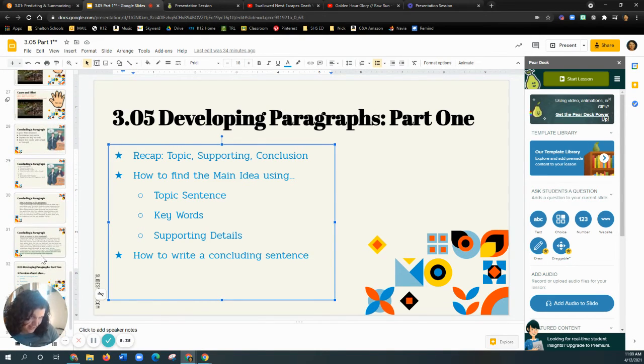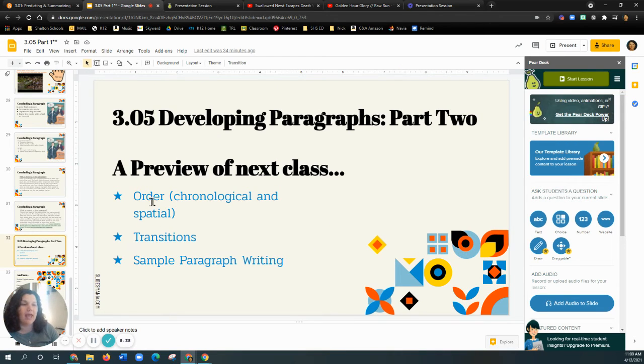Next lesson, we're going to be looking at orders. So playing with the sequence of supporting sentences, we're going to look more at transitions and sample paragraph writing. This is where we will get into our assignment, and I will hold your hand and I will walk you through it. You are not necessarily writing a whole bunch of stuff, but you will be asked to identify parts of a paragraph. You might be asked to write a main idea, and you might be asked to write a conclusion to a paragraph. Okay. So that's what's coming up next time.